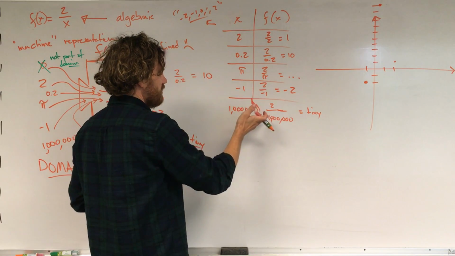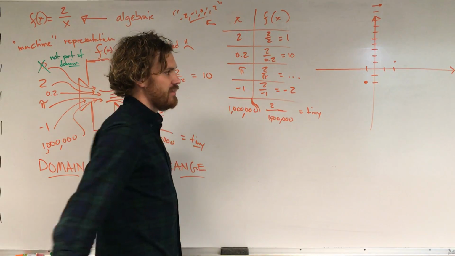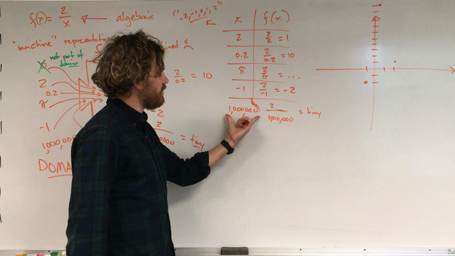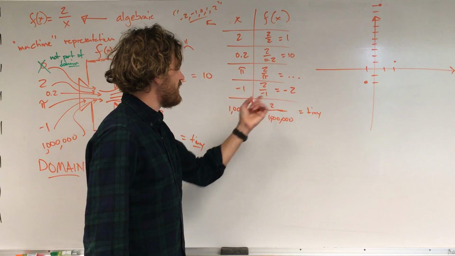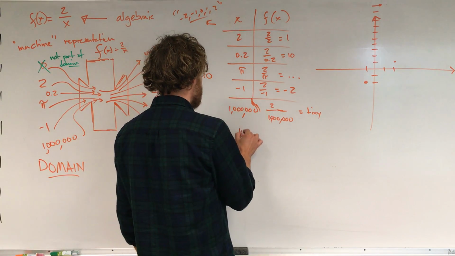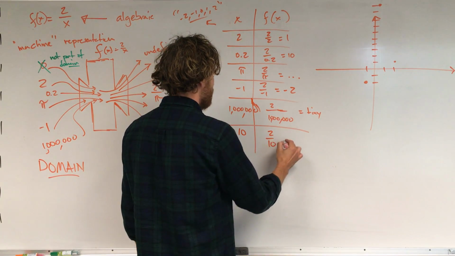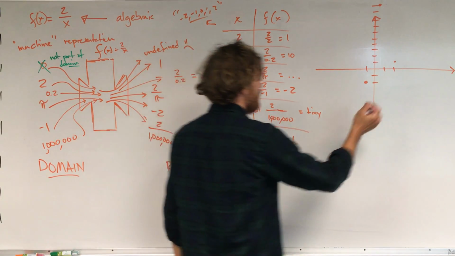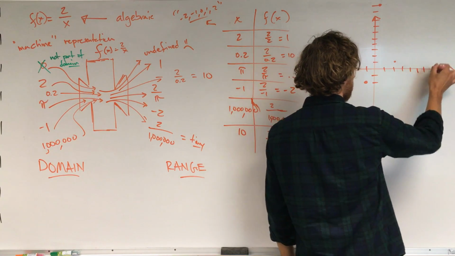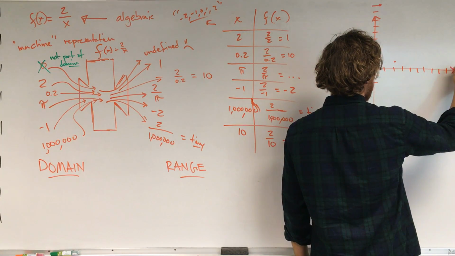Here is the point 1 million. Okay, maybe not that point. But anyways, I know that if I plug in 1 million, I'm going to get a tiny number. So what would happen if I plugged in, say, 10? Well, I would get 2 over 10, and that's 1/5. So I know if I plug in 10, I get 1/5.